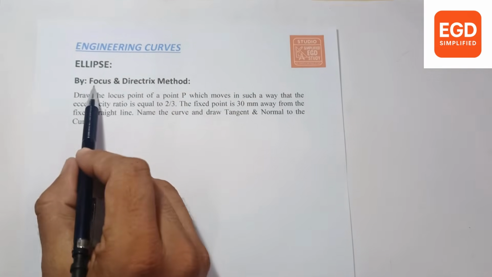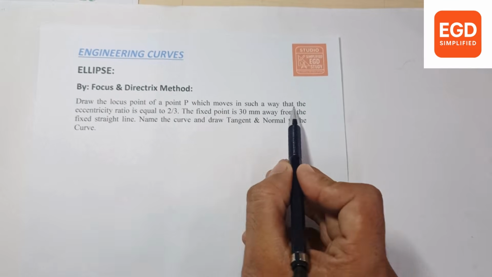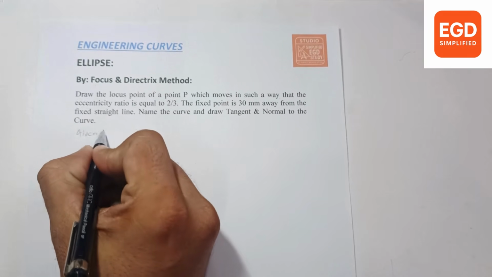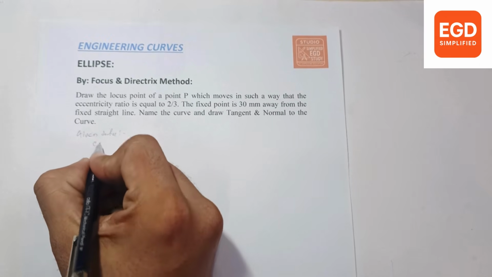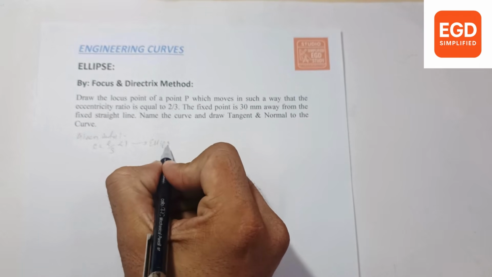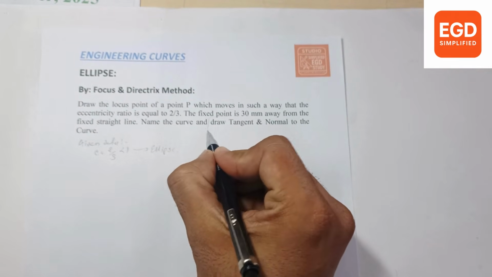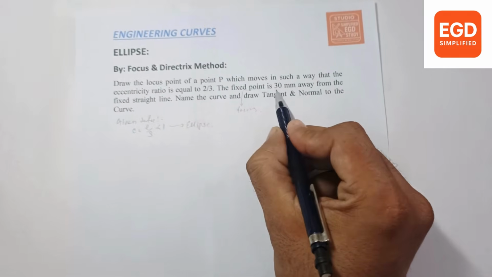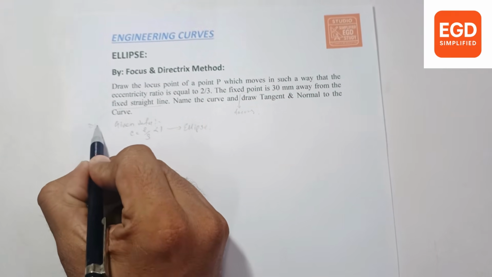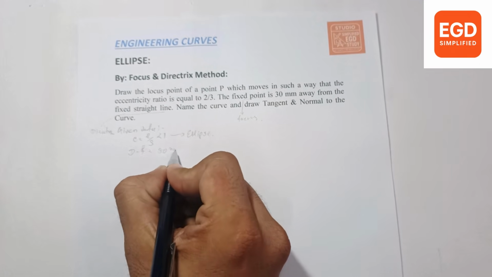Now let's see an example of the focus and directrix method. Draw the locus of point P which moves in such a way that the eccentricity ratio is equal to 2 by 3. First of all, we will write the given data, in which eccentricity E is given as 2 by 3, which is less than 1, so our curve will be an ellipse as we have seen earlier. The fixed point, the focus point, is 30 mm away from a fixed straight line. The fixed straight line means the directrix, so the distance between the directrix and the focus is given as 30 mm.